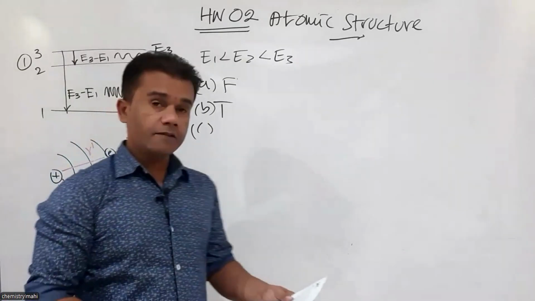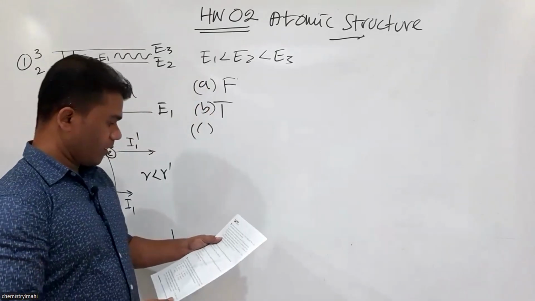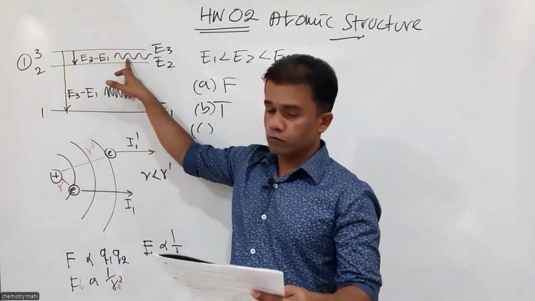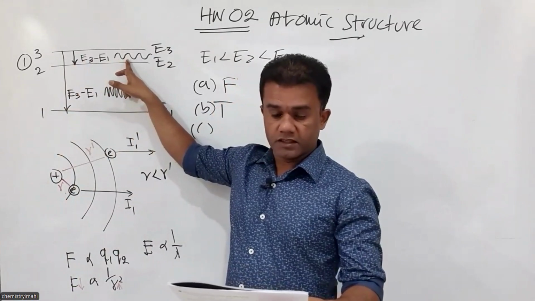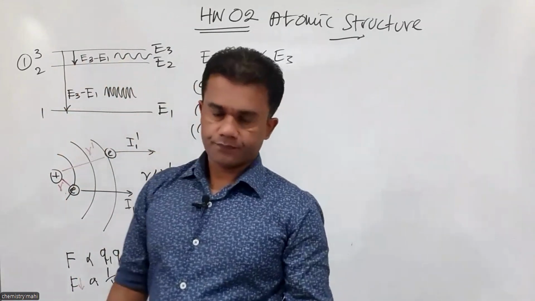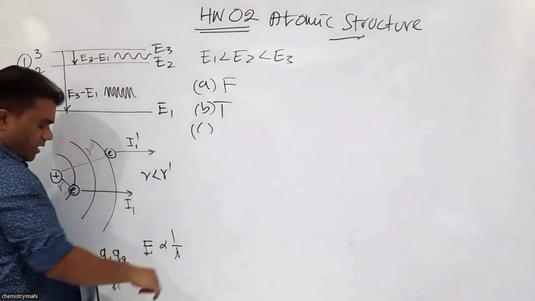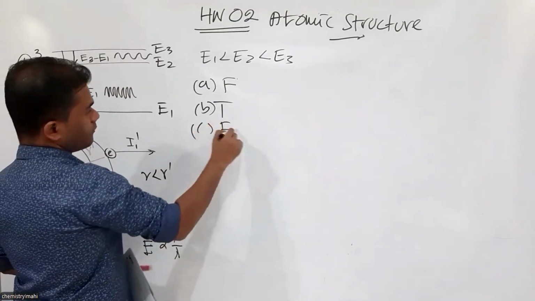So is that what is given here? In C, I'm talking about the wavelength of light if the electron jumps from 3 to 2. 3 to 2 means shorter than the, no, it's wrong. Because 3 to 2 is a small energy, and small energy means lambda should be large. Therefore, this should be false.